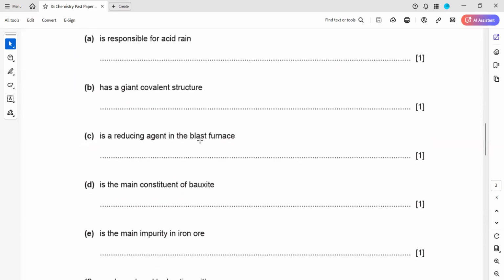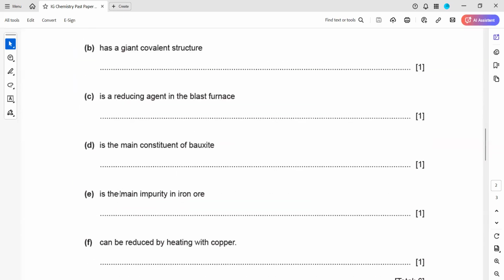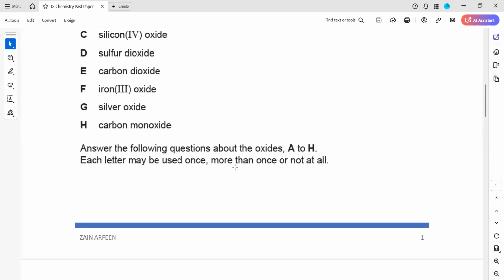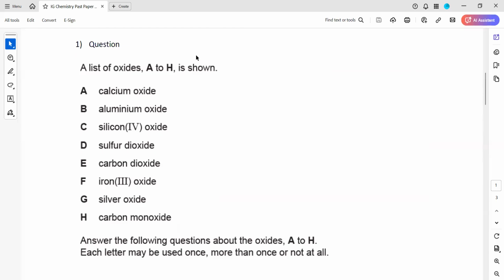Next we have: is an impurity in iron ore. Which of the oxides is an impurity in iron ore? Iron oxide is hematite. Which is the impurity? Yes, good. Silicon 4 oxide is an impurity, because the hematite contains the impurity silicon 4 oxide, or sand.